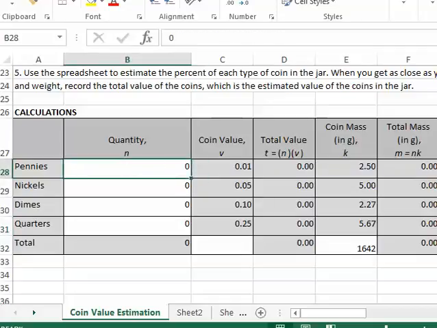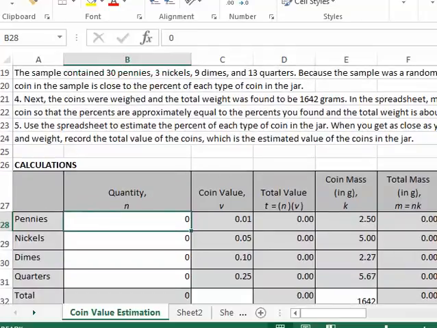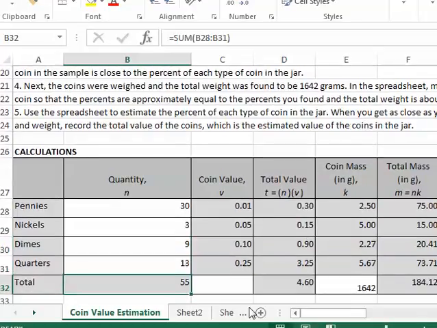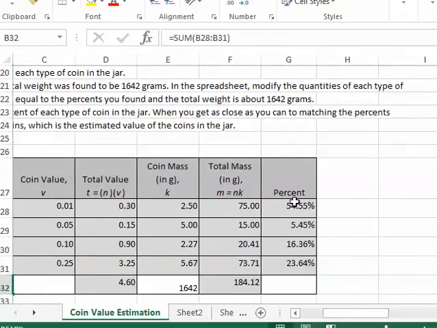They gave us a sample of what? 30 pennies, 3 nickels, 9 dimes, and 13 quarters. Total of 55 coins in our random sample. Okay? Now, what I want to show you is, see how these percentages filled in here?